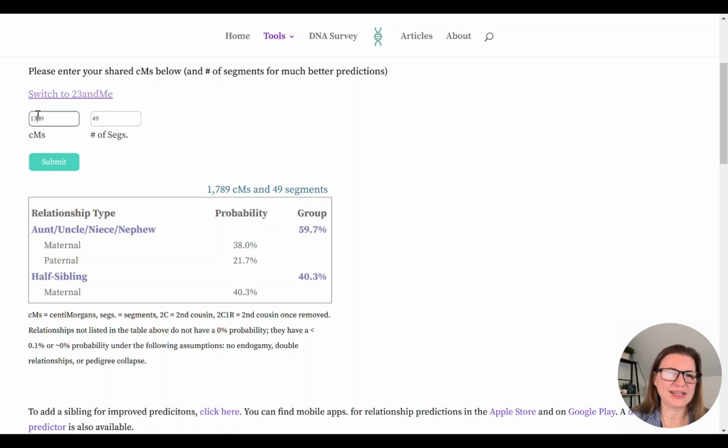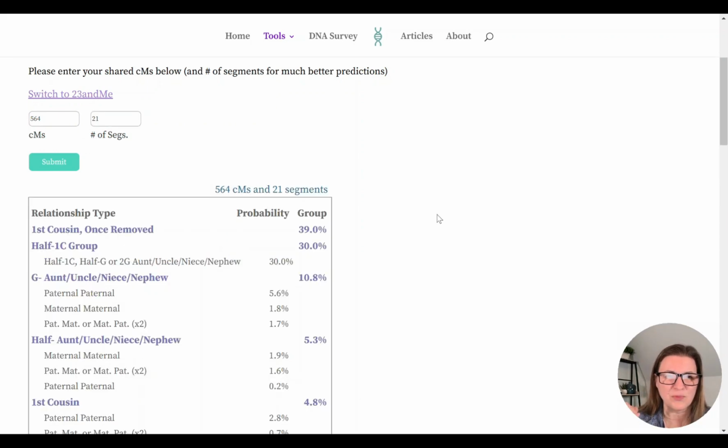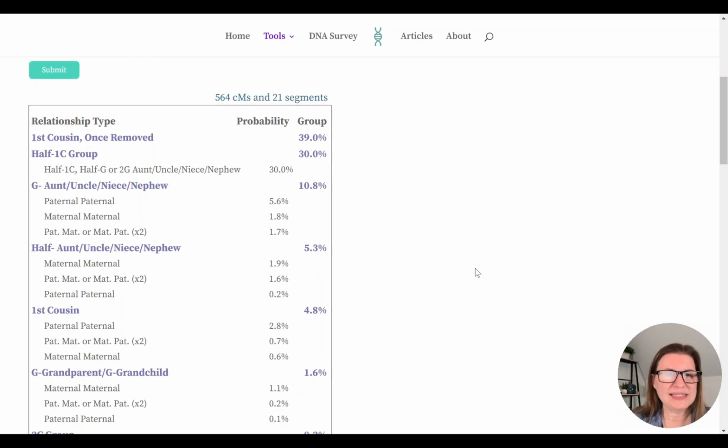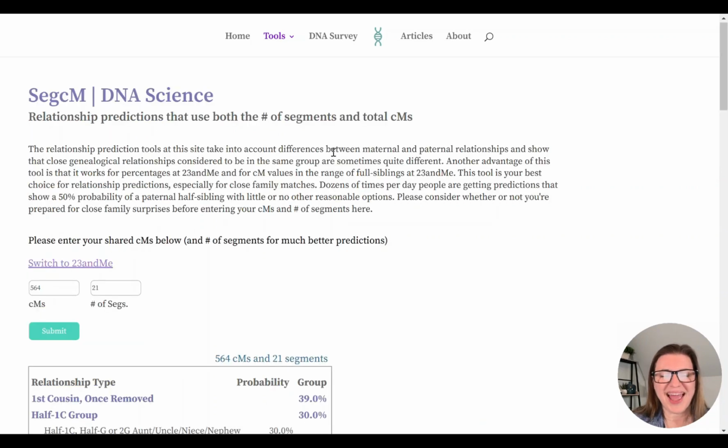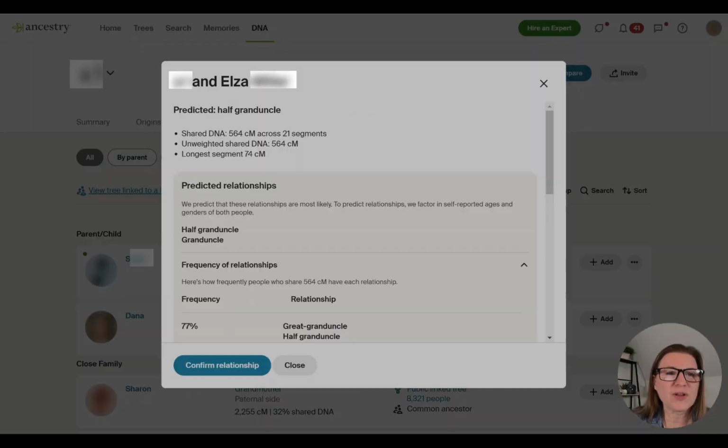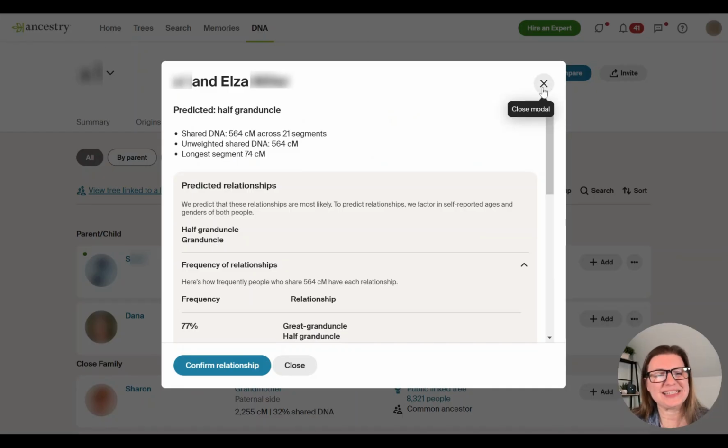And let's look at the SegcM. It was 564 and 21 segments. Let's see how this does. This is not a real close relationship. It's saying 39% first cousin once removed, 30% half first cousin, 10% great aunt, uncle, niece, nephew. Actually, I'm not sure where I would cut it off, but I would not use it for 564, something of this level. But going back, what we can use is age, because Elza is actually now deceased, but he was in his 90s.